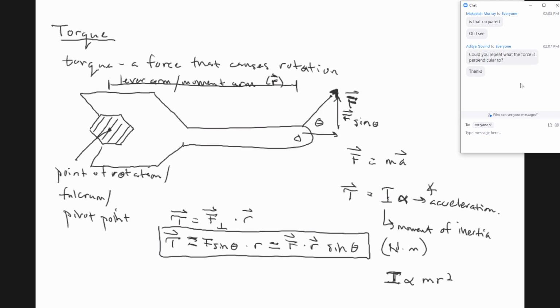Angular acceleration. Are you talking about this alpha? Someone's asking me about what alpha means. Alpha means angular acceleration. That's acceleration in a circular path. Oh, this just means proportional. This one means proportional. Because it's not technically equal to, because each object has a different moment of inertia. Not the same thing.